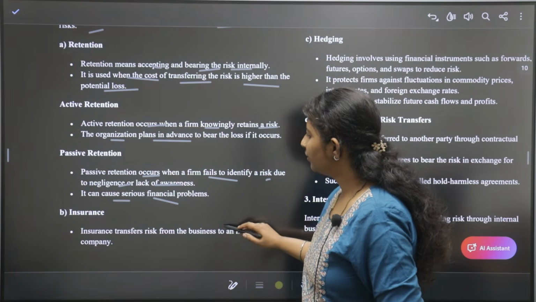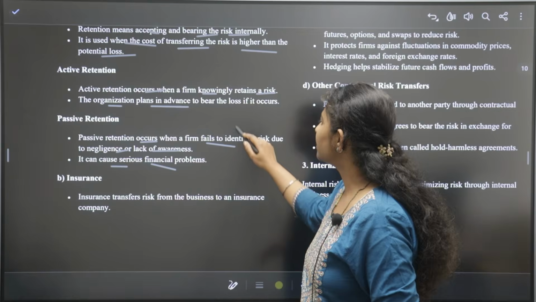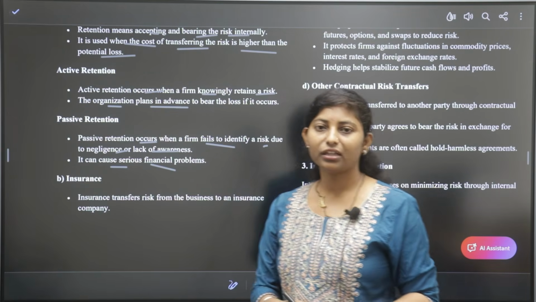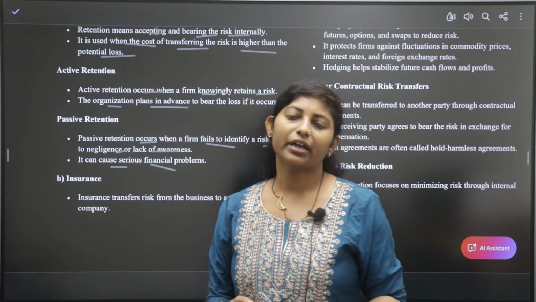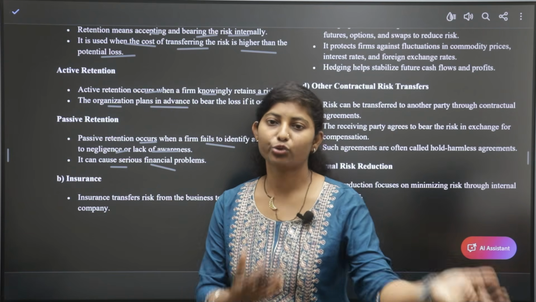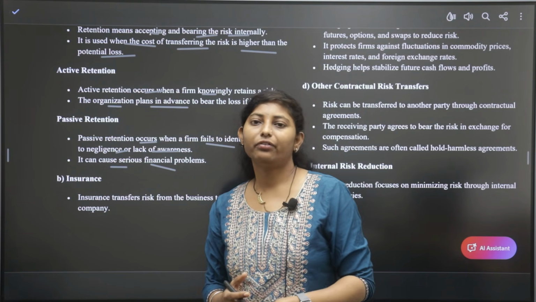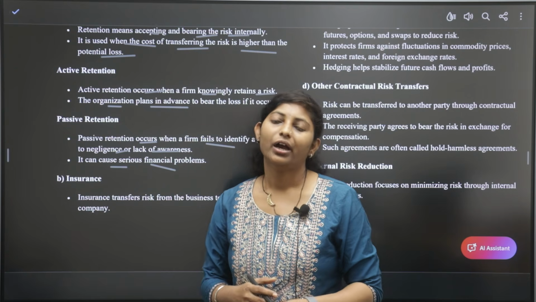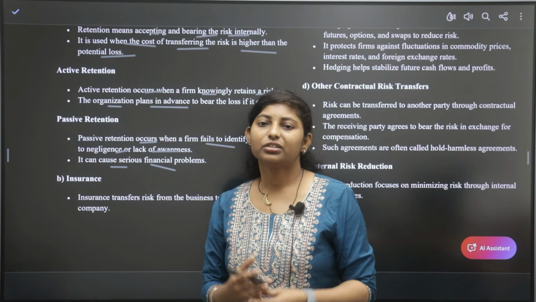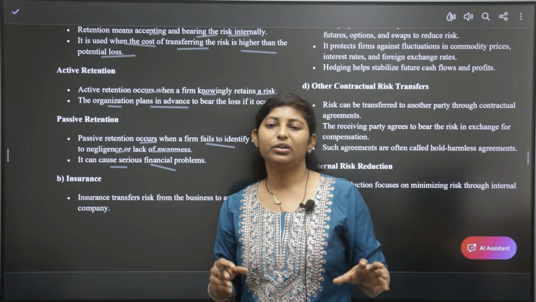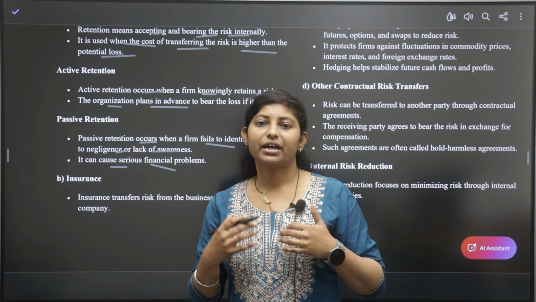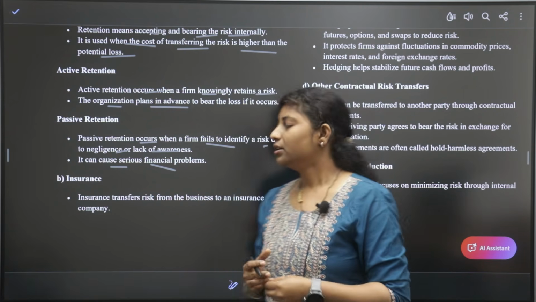The second method in risk financing is insurance. You already know the term: there are two parties, the insurer and the insured. We are insured by the insurance company. They give the surety that whenever losses happen they will help us, and we promise that we will pay the premium on time. Such an agreement between two parties is called insurance. Insurance companies are ready to compensate our business losses.